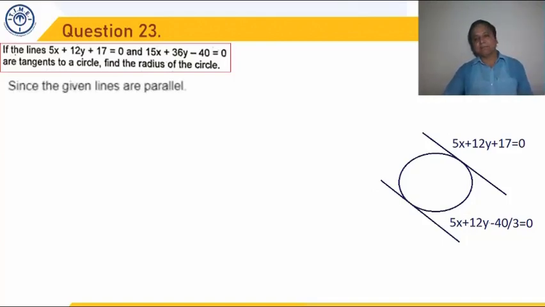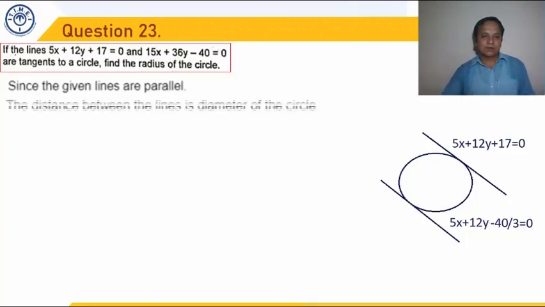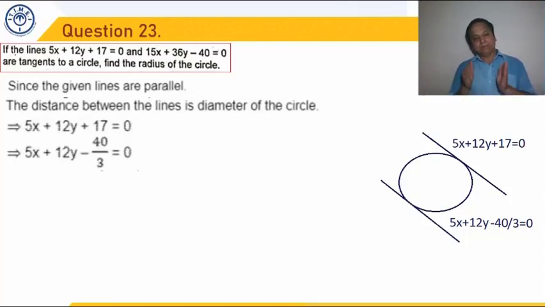Since the given lines are parallel, their slopes are equal, minus 5 by 12, minus 5 by 12. The distance between the lines is the diameter of the circle. So 5x plus 12y plus 17 equal to 0 and 5x plus 12y minus 40 by 3 equal to 0.